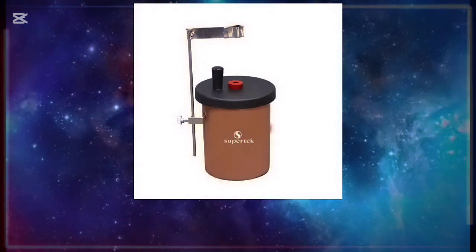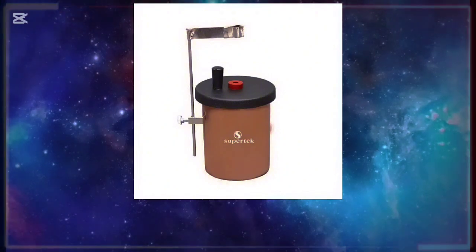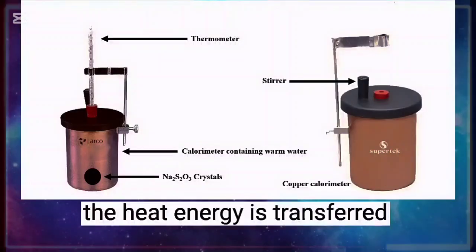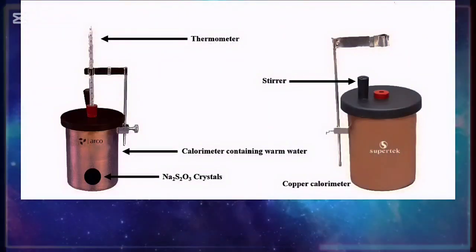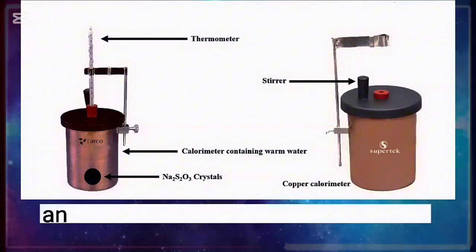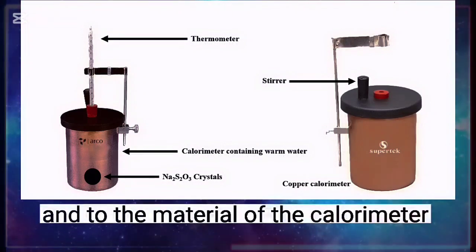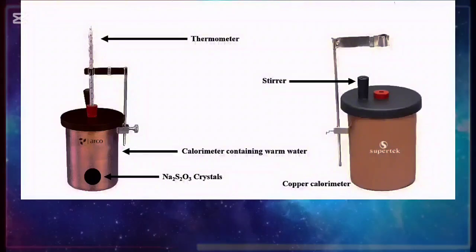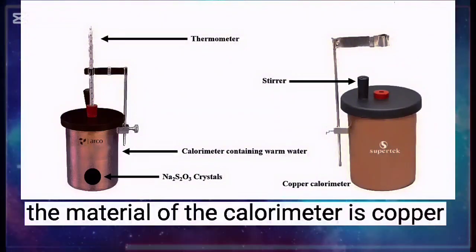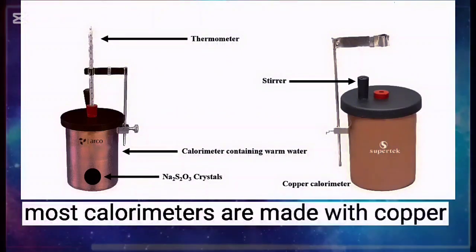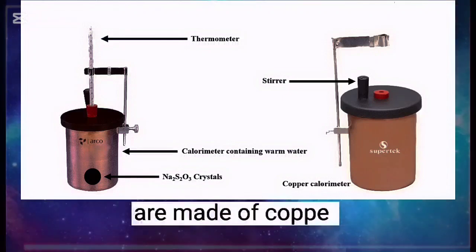So if the process involves heat, that is giving out heat, the heat energy is transferred to the liquid and to the material of the calorimeter. The material of the calorimeter is copper. Most calorimeters are made of copper.